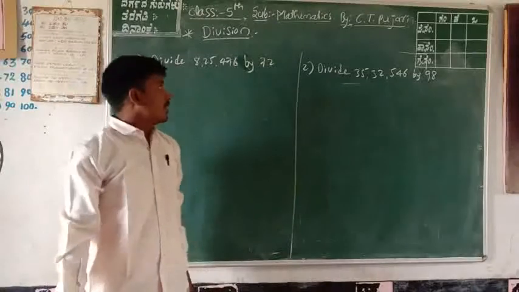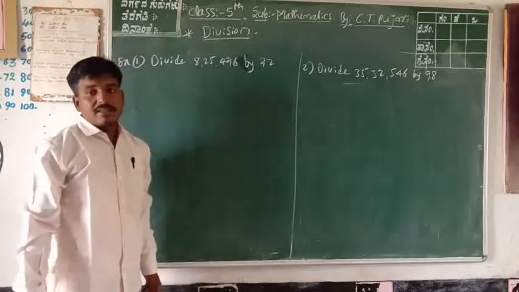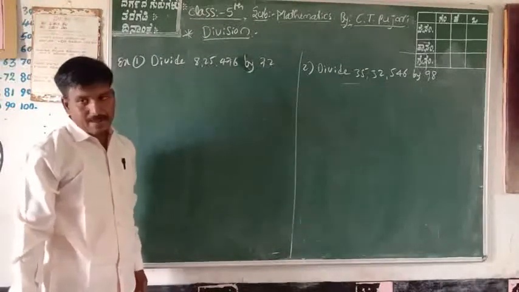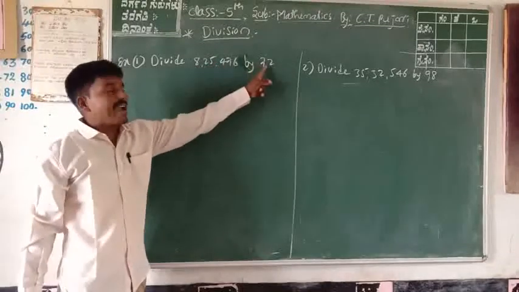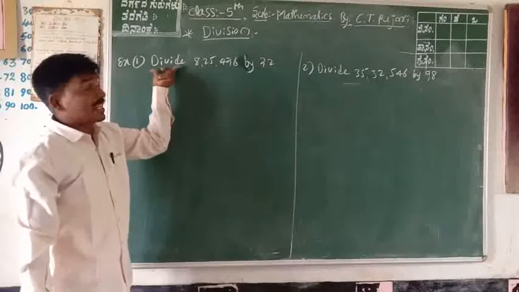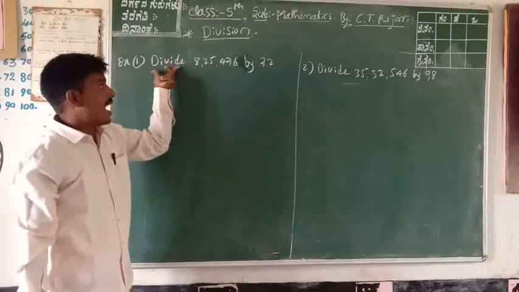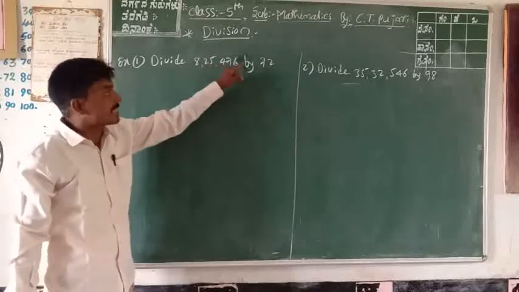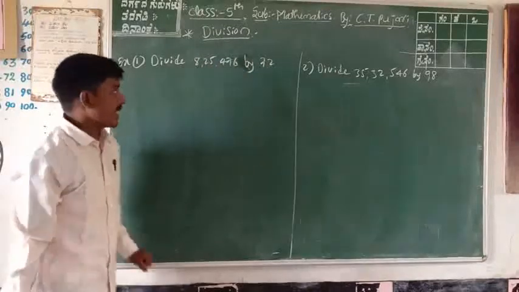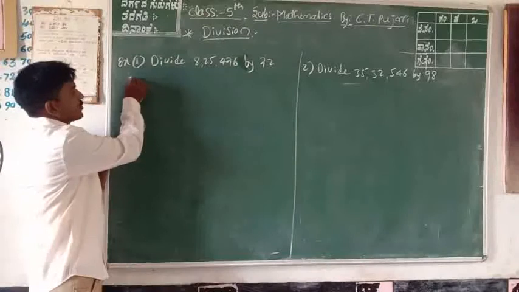Okay. First of all, the problem is a division. This is the dividend. This is the divisor. The question is: divide 8,25,476 by 72. Okay, we can take the solution like this.